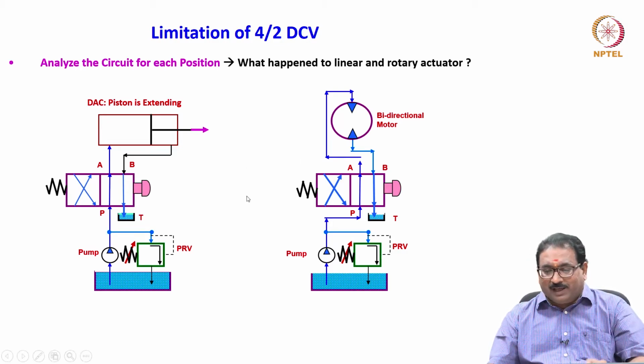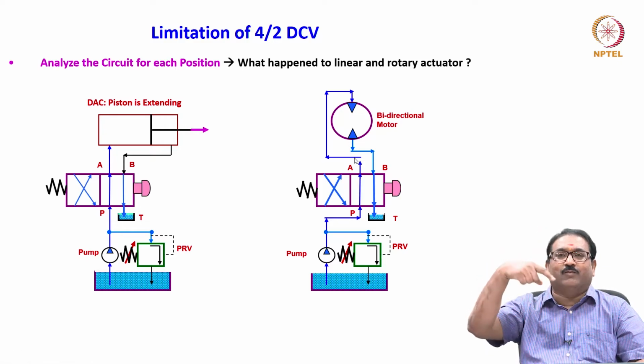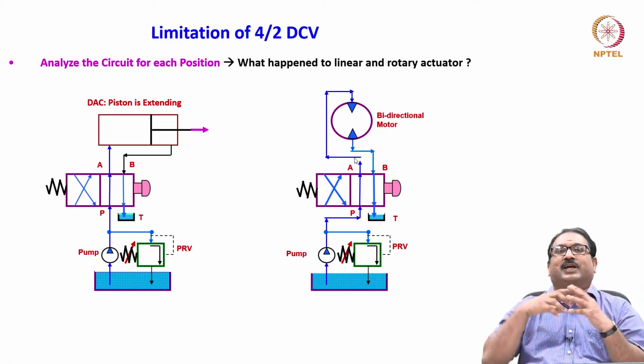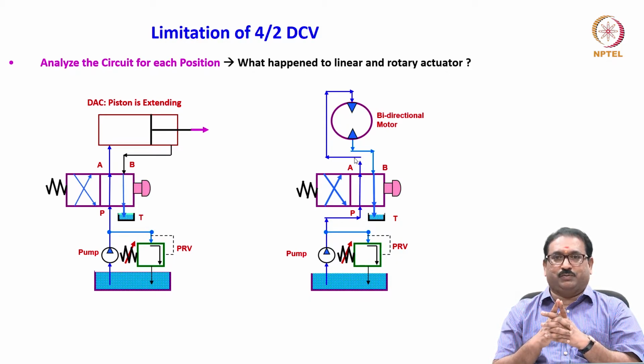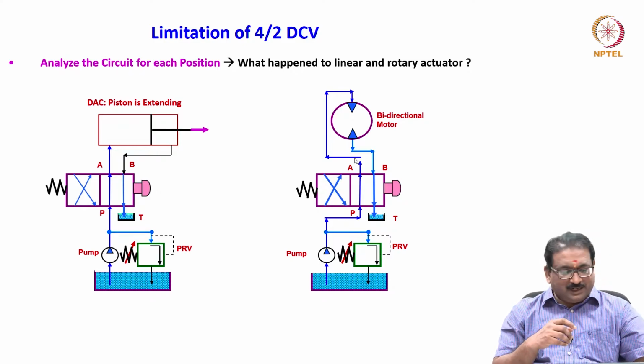Similarly, with a bidirectional motor, it rotates in the clockwise direction in one position. In another position, it will rotate in the anti-clockwise direction. This is the biggest problem in controlling the valves. Then what is required, friends? I require one more position, which we will call the third position. What is that? We will see now.